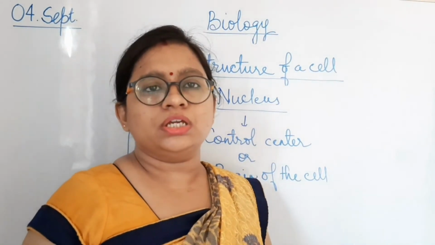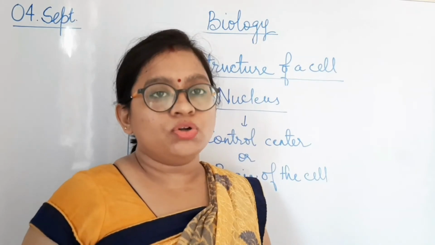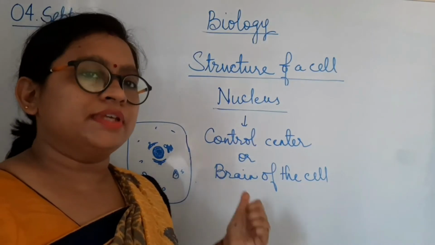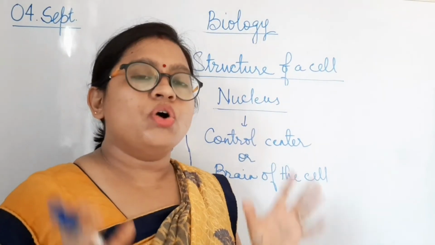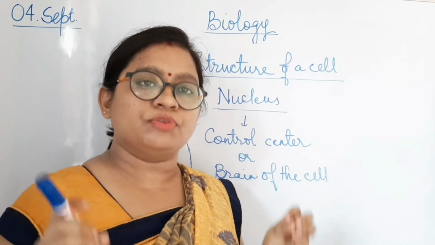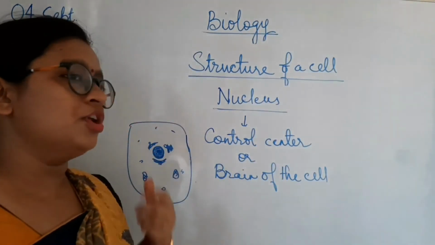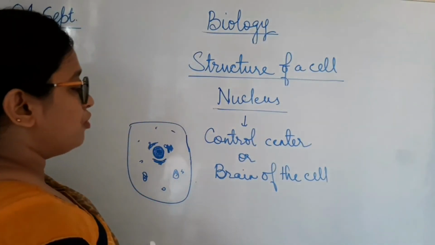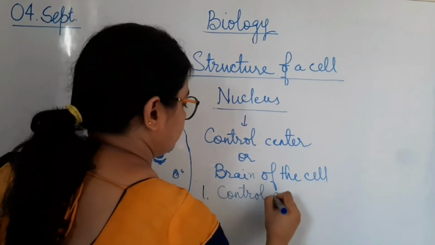Now why do you think it is called the brain of the cell? What does your brain do? Yes, it controls and coordinates the body activities. Similarly, the nucleus does the same thing. It controls and coordinates the activities happening inside the cell. It makes sure that every part of the cell is performing its function properly and everything is coordinated properly. So you can say that it is controlling and coordinating the activities of the cell.